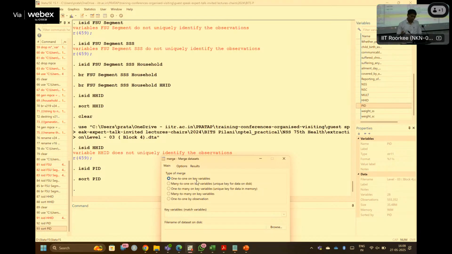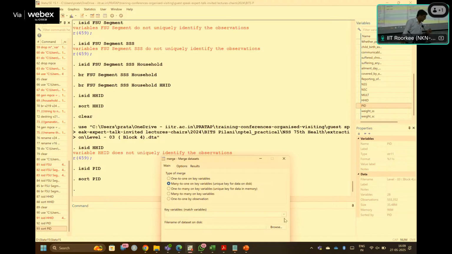So I have opened the file. At this moment it is individual type, so it is many to one on key variables. Okay. So I have to specify which are the key variables. I've already defined the key variables, the common one in both cases, which is the variable I'm taking. It is HHID. Common is HHID.